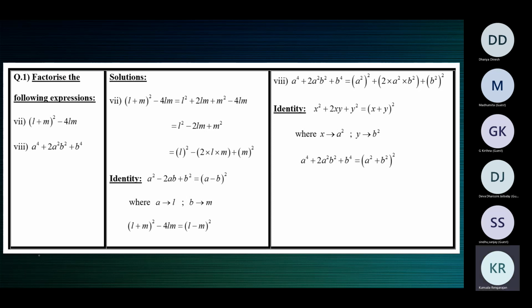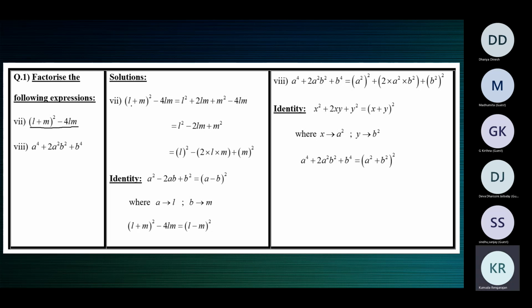Same question, children, the 7th and the 8th one. So here in the expression we have L plus M the whole square minus 4LM. That is the given expression: L plus M the whole square minus 4LM.